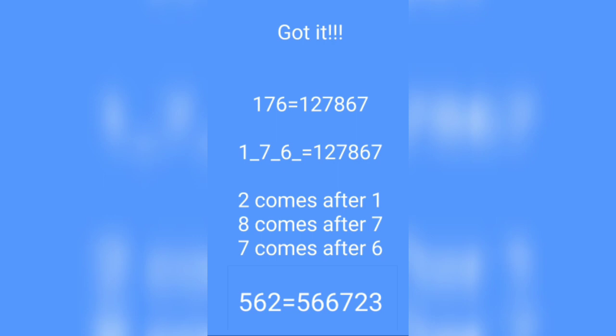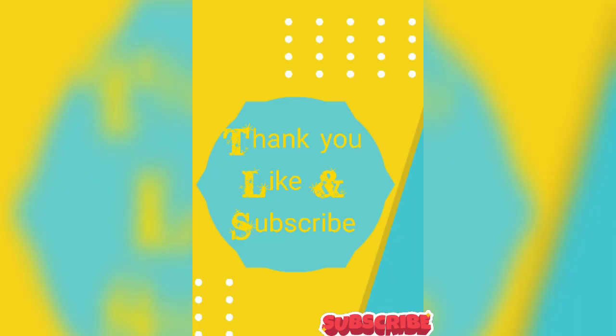As in case of number 176, 2 is successor of 1 and hence it's appended to 1. Similarly, 8 is appended to 7, 7 is appended to 6 as their respective successors. Similarly, the number 562 is coded as 566723.